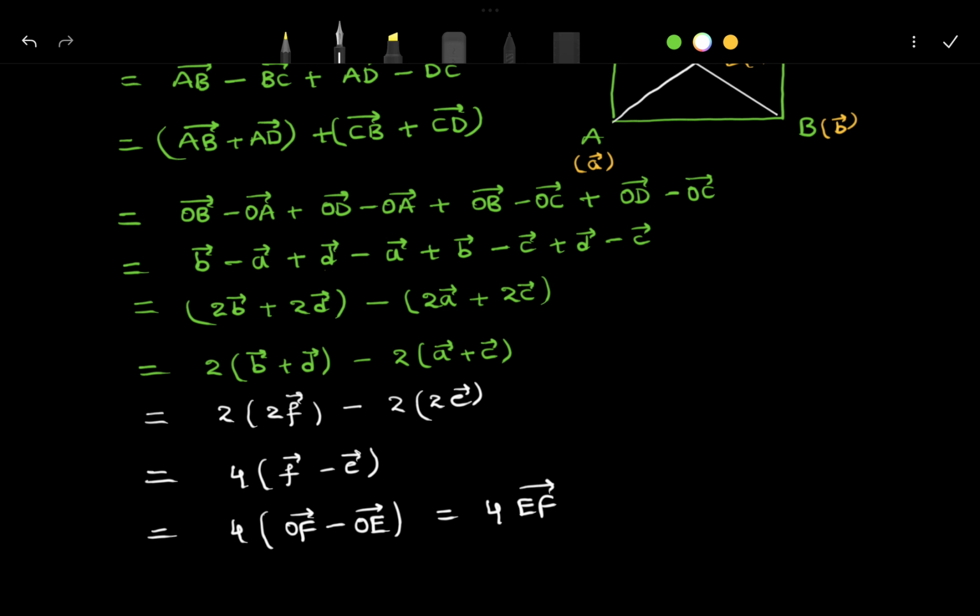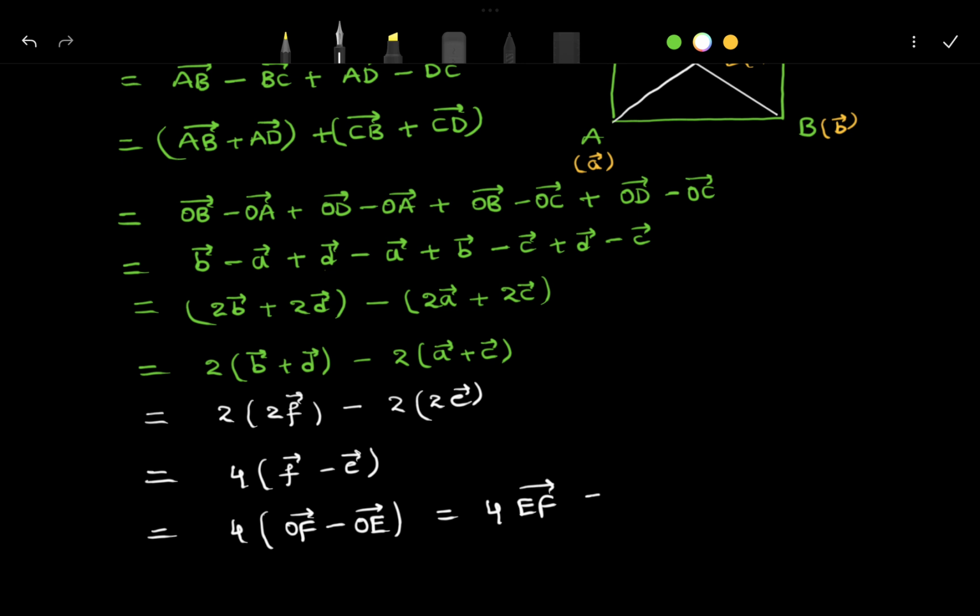4 is the correct answer. So once you check this value, here this value will be equal to 2 into b bar plus d bar minus 2 into ac bar. Here is 4f minus 4 into e bar. So here you can write this value is nothing but OF minus OE. OF minus OE is equal to EF bar.